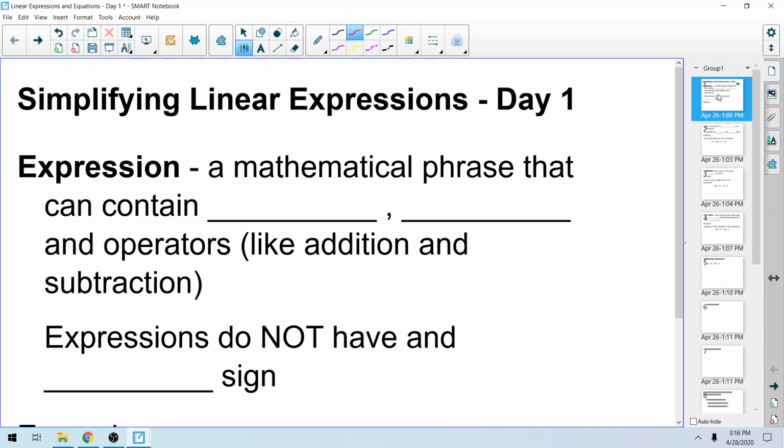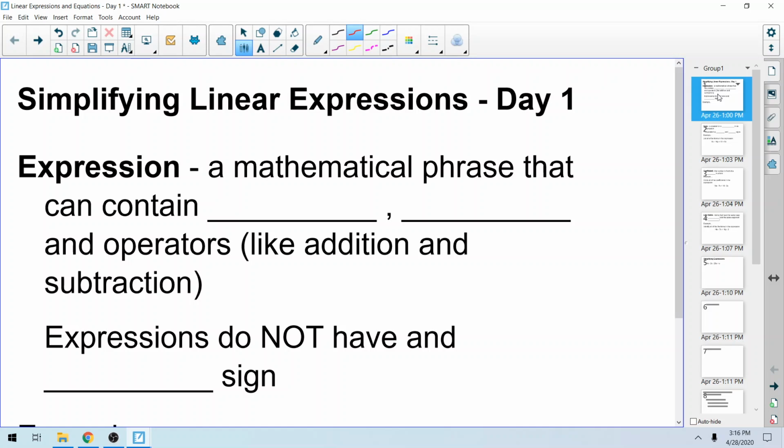So day 1, we're going to be doing simplifying linear expressions. When I say linear, I mean that you're only going to be dealing with an x, not an x squared, not an x cubed, not an x to the fourth. We're just dealing with a basic x. Okay, so the first thing we're going to review is an expression.